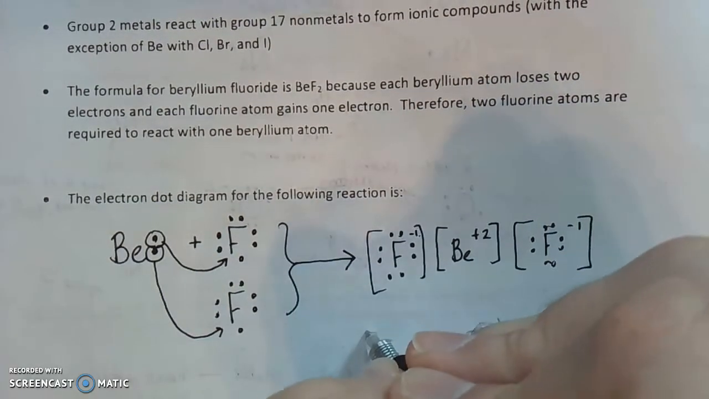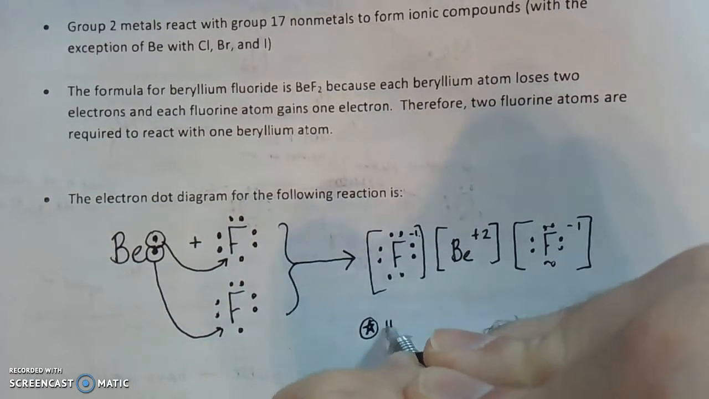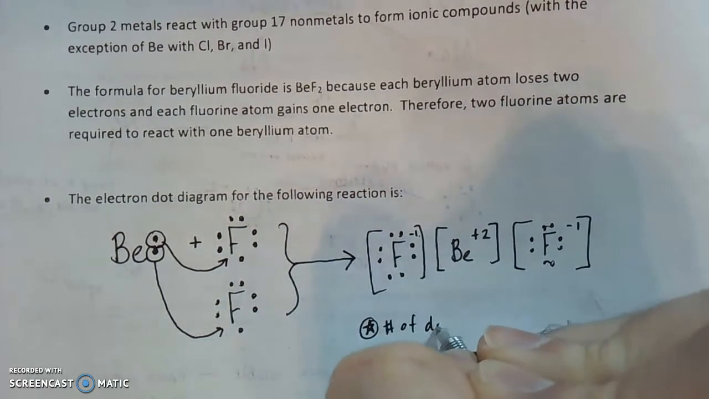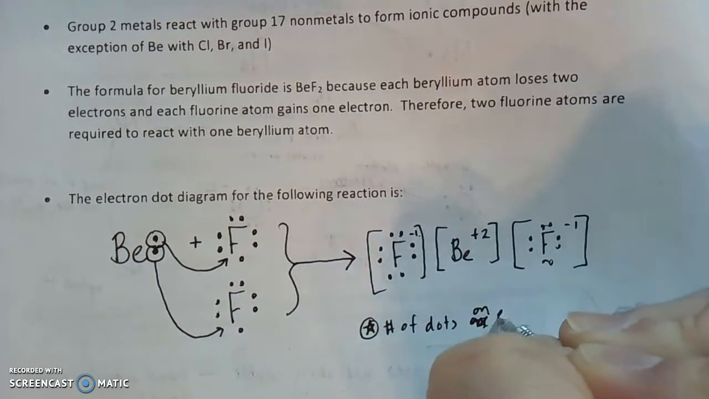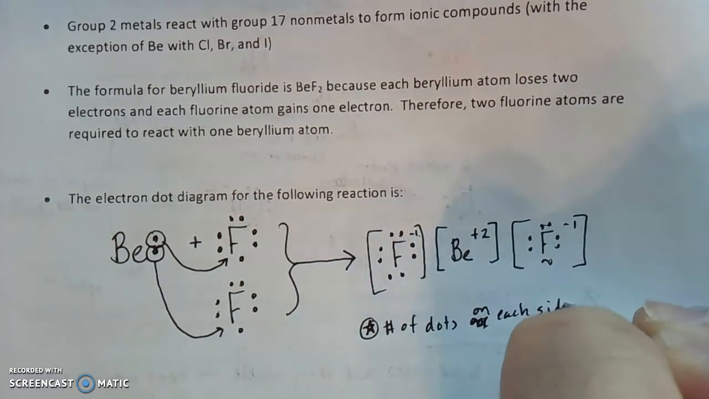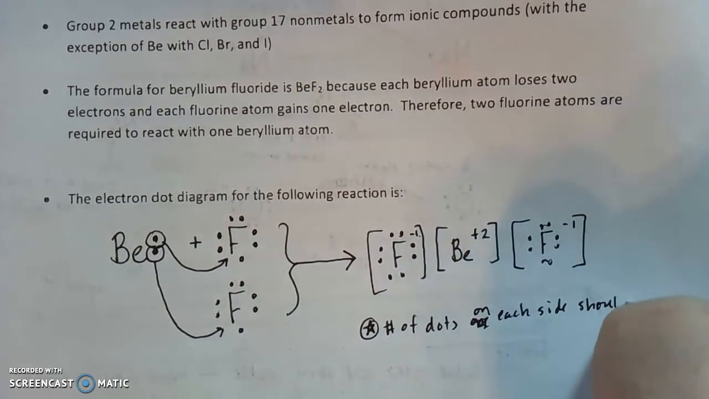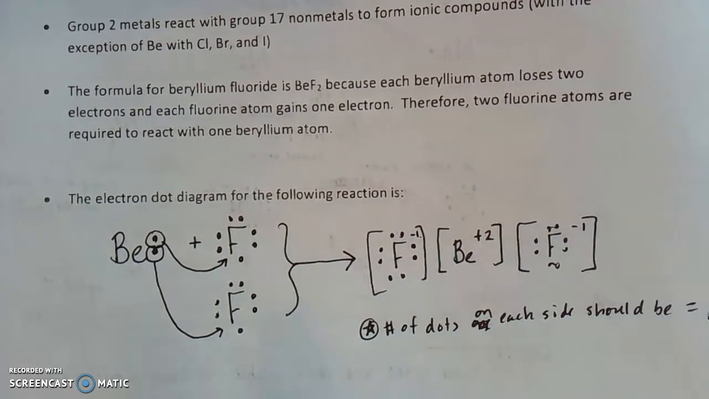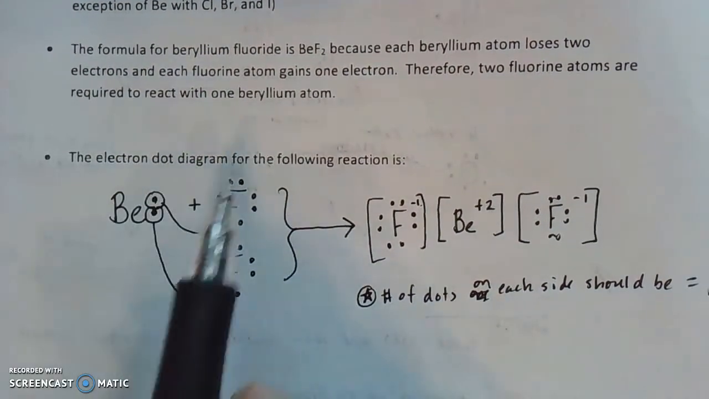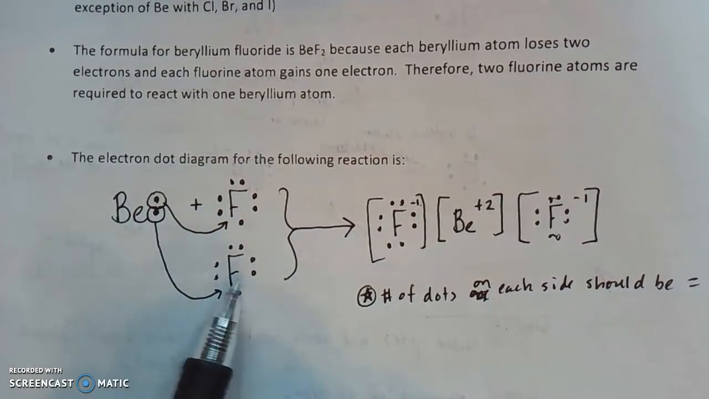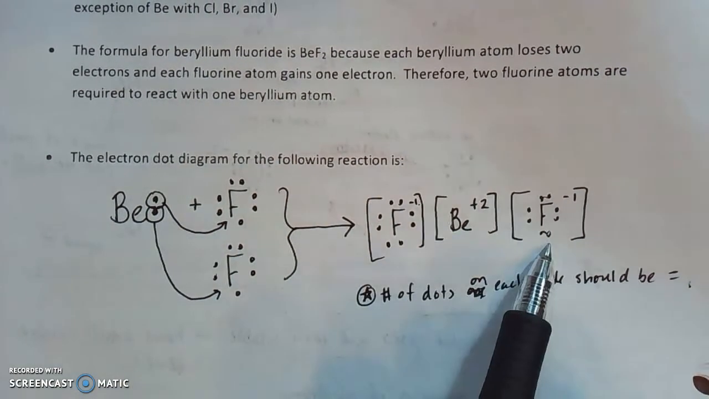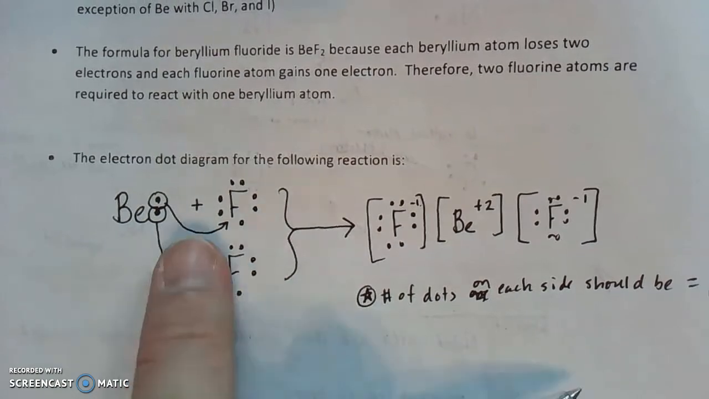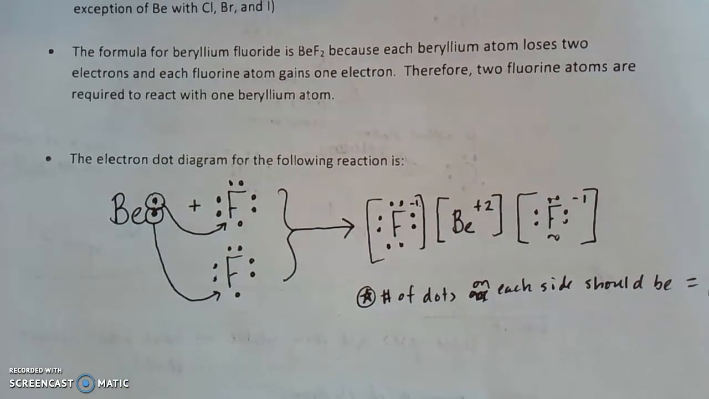And the other thing is the number of dots on each side should be equal. So if we count the number of dots, we had 7 and 7, 14, 15, 16. Here we have 8, 0, and 8, 16. So the number of dots is the same on both sides.